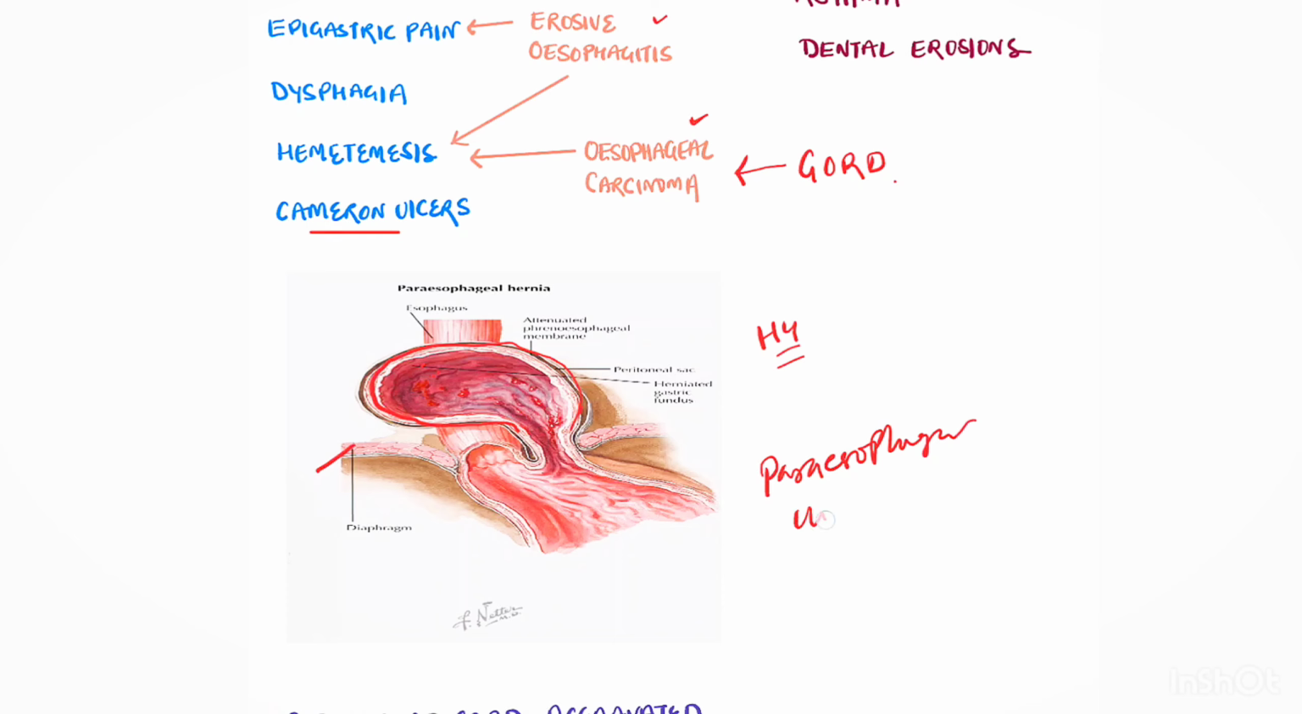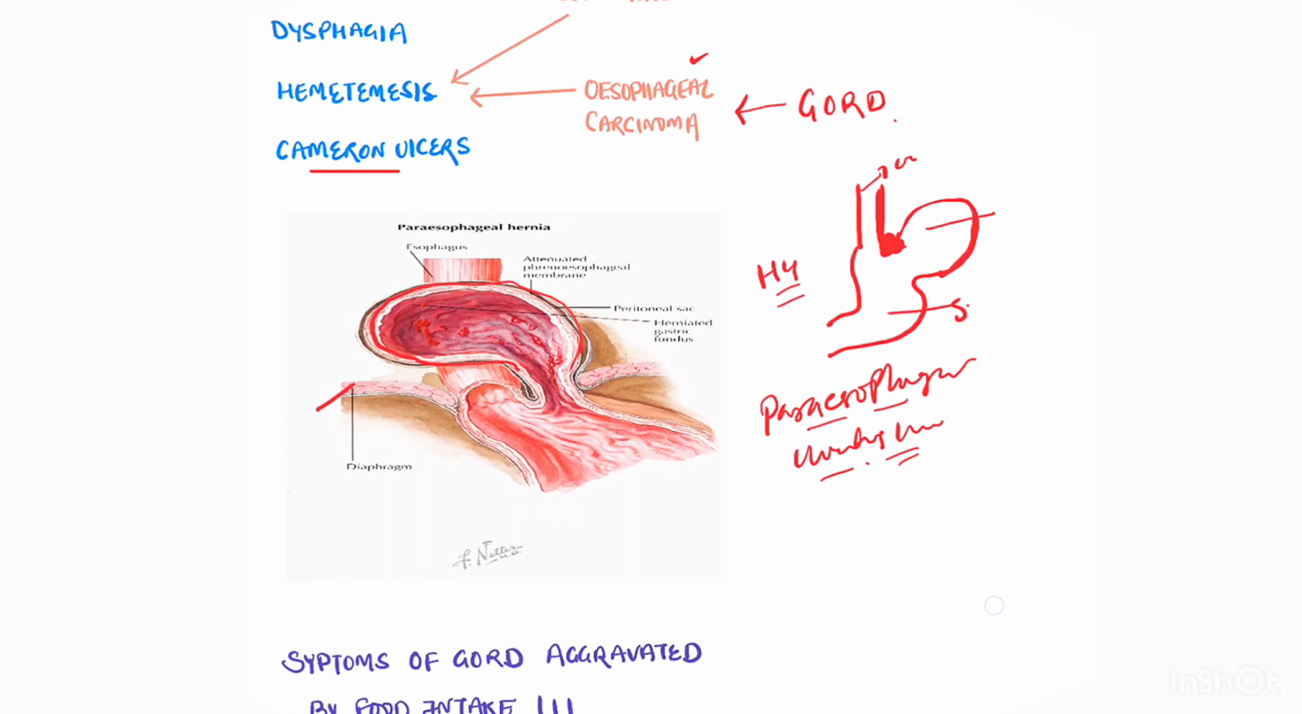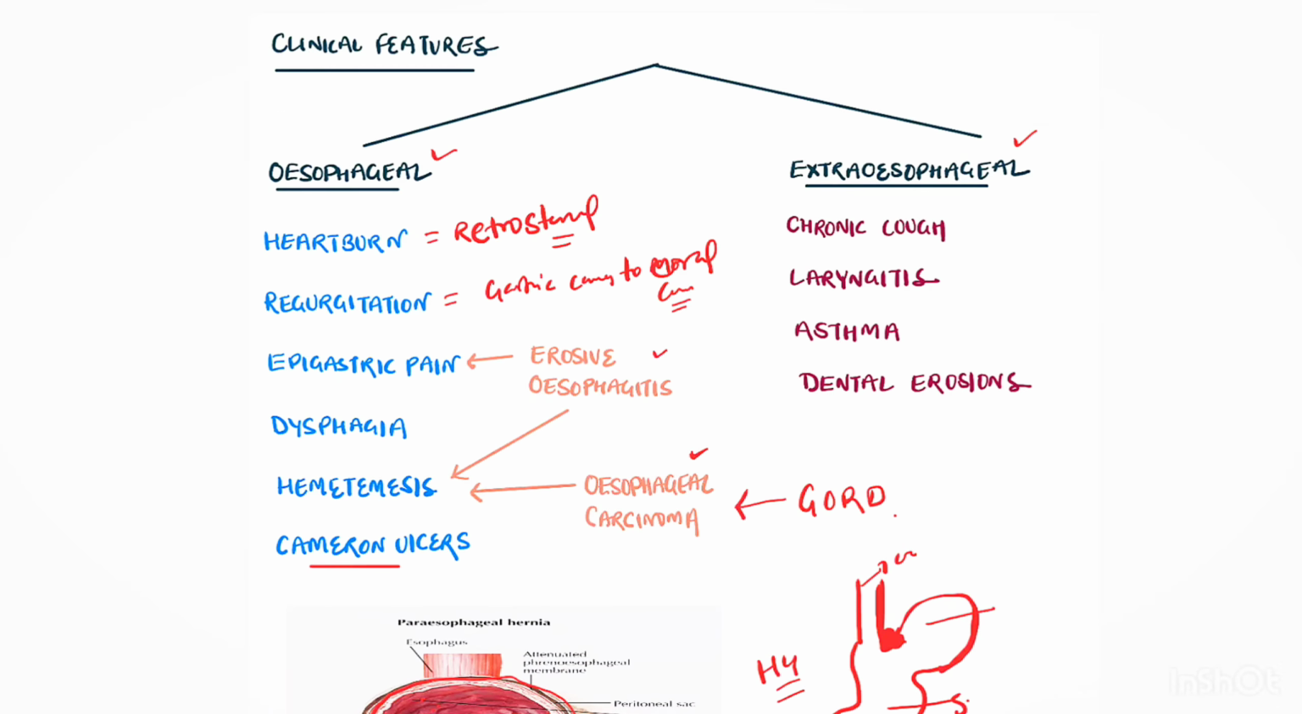paraesophageal hiatus hernia. What is meant by paraesophageal? Like here, this is the stomach and this is the pouch. In this hiatus hernia there is a pouch beside the esophagus. So this is known as paraesophageal hiatus hernia. Due to the pressure and necrosis in this part, there is formation of ulcers, which are known as Cameron ulcers. So this is about the esophageal clinical features.